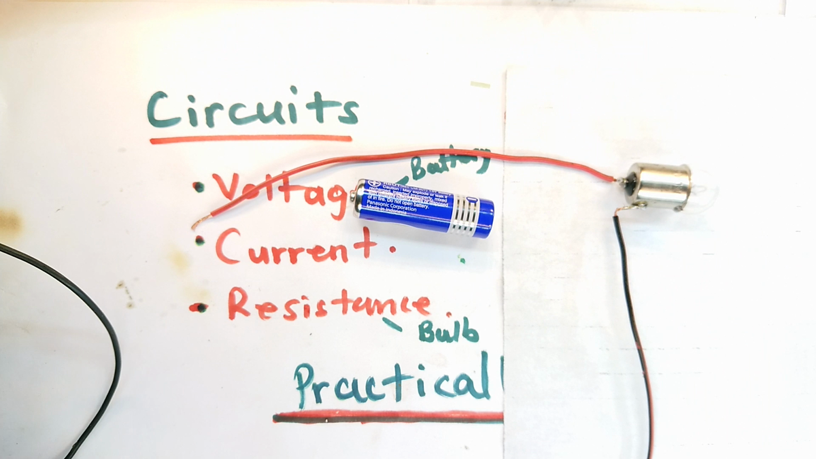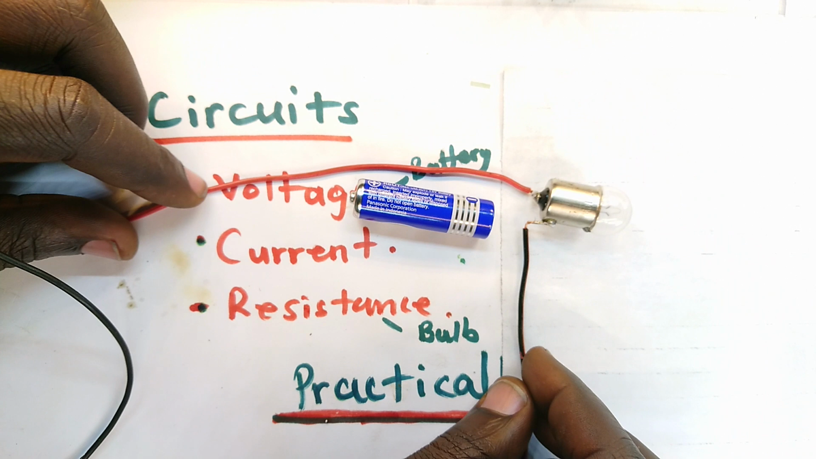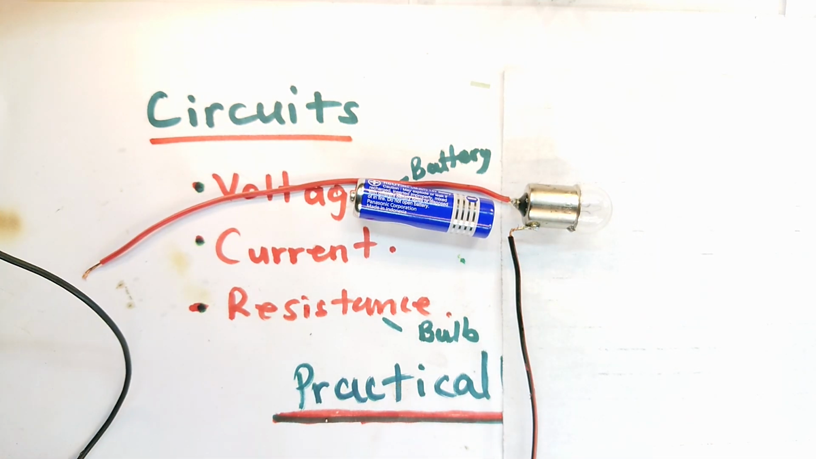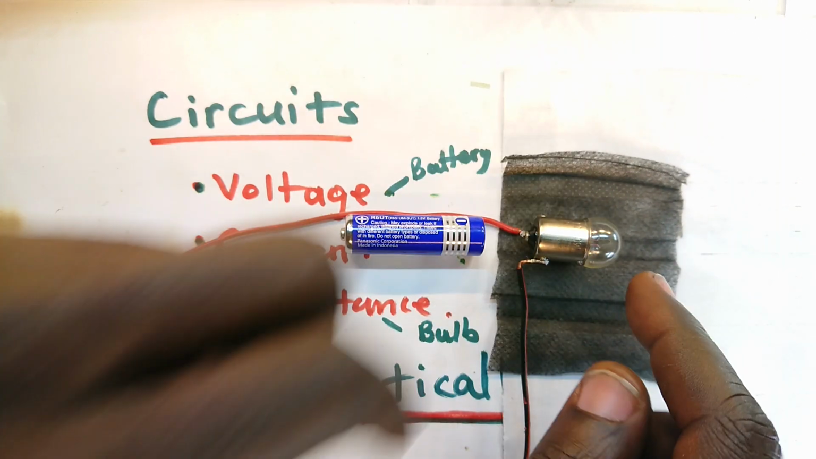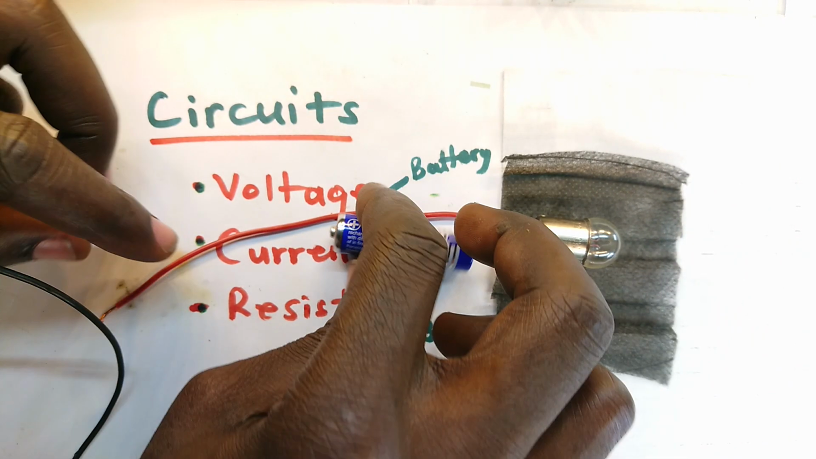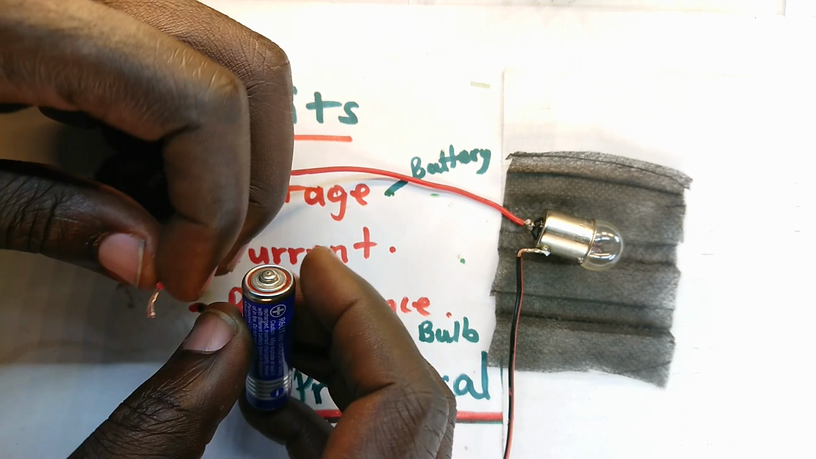Now we have another cell here, but for now I need to connect this to the resistance that we have here, which is a bulb. But before we do that, I need some bit of black background. Alright, so let's bring that black to give us some sort of background. Now this is the positive terminal and we are going to connect it here.